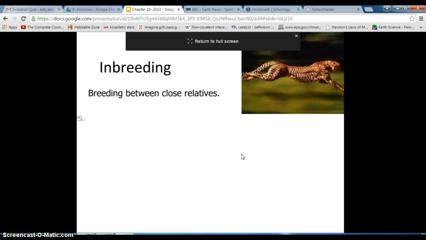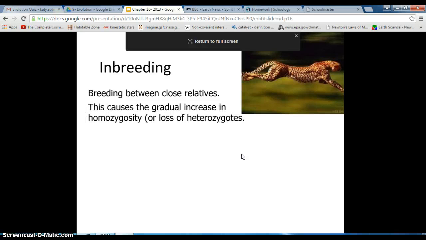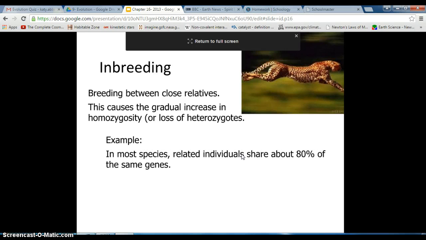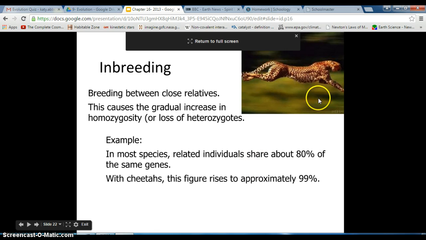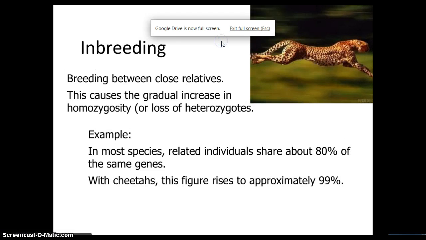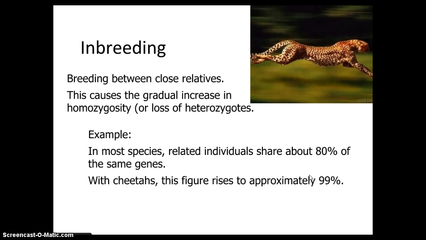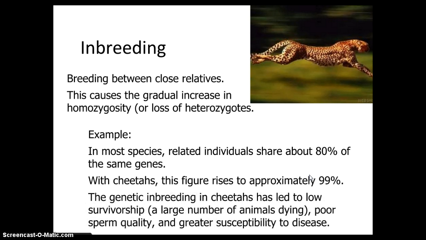Inbreeding is when there's breeding between close relatives, and the big problem with that is it causes a gradual increase in homozygosity. You lose the heterozygotes, and an example of this is that in most species, related individuals share about 80% of the same genes. Cheetahs, who were pretty much hunted to extinction, share about 99% of their genes because they were almost hunted to extinction, and then they started to come back. And this causes low survivorship. A lot of the animals are dying because of poor sperm quality, larger susceptibility to diseases.